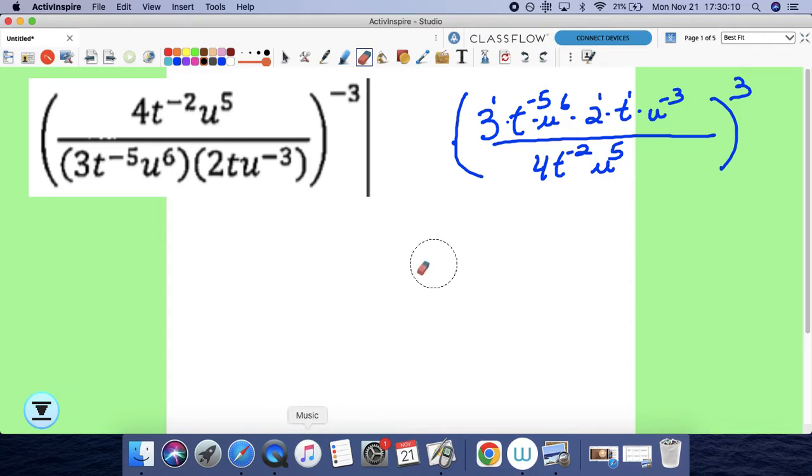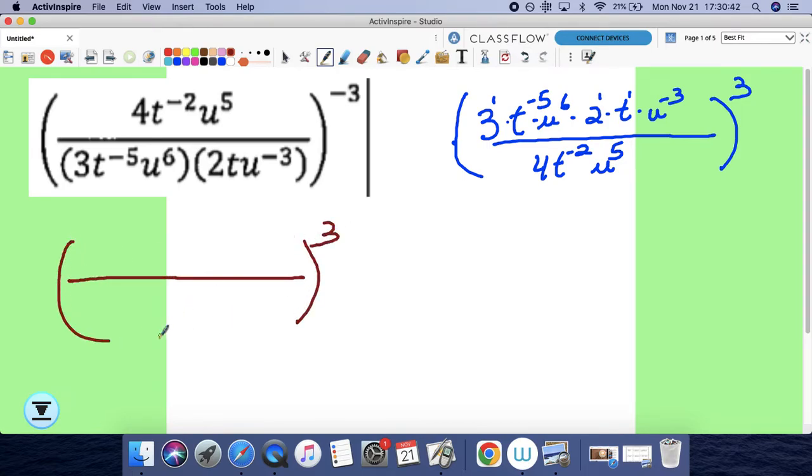So step 2. You can simplify and then raise it to the third power. It's up to you. Or you can take the time now and multiply that 3 times every exponent in here and then simplify your expression. It's really a matter of choice. What would be my choice? Well, I'm going to simplify a little bit before I raise it to the third power.